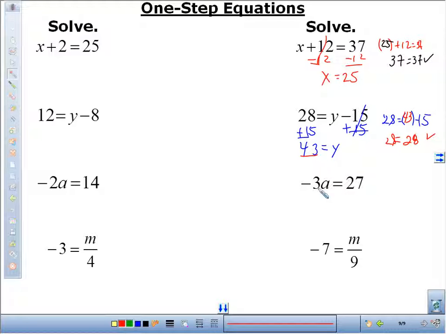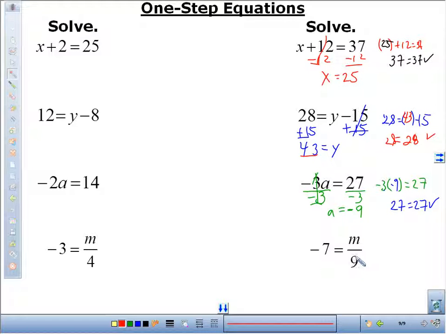Next one. Negative 3 is multiplying the a. Is that correct? So the inverse is to do what? Divide by negative 3. Divide by negative 3 on both sides. Negative 3 over negative 3 is 1. 1 times a is a. 27 and negative 3. The answer is going to be a negative because they're opposite signs. 27 divided by 3 is 9. So I just rewrite this equation. Negative 3 parentheses equals 27. And I substitute in there what? Negative 9. Are these the same sign? Yes. 3 times 9, that's 27 equals 27. So far, so good.